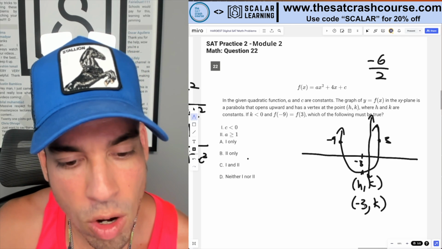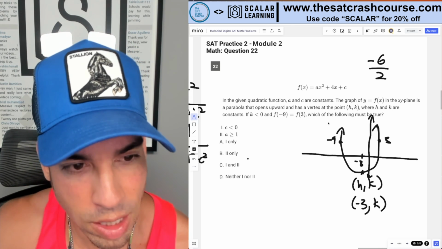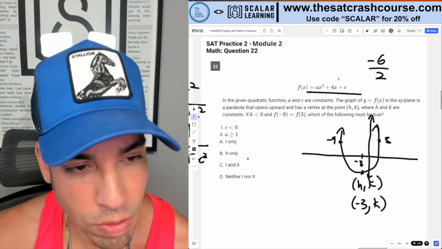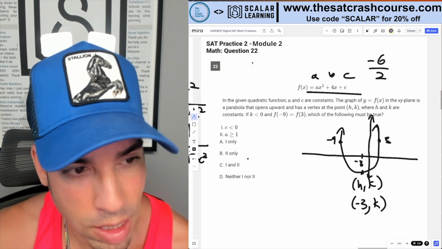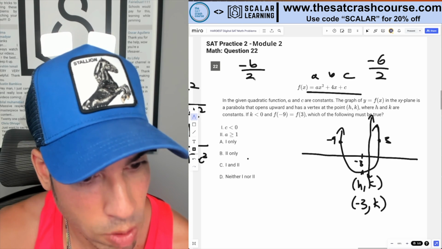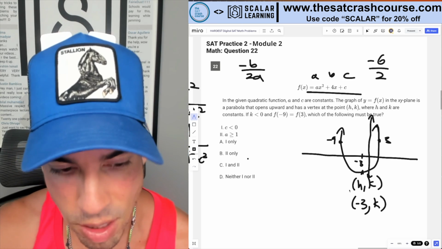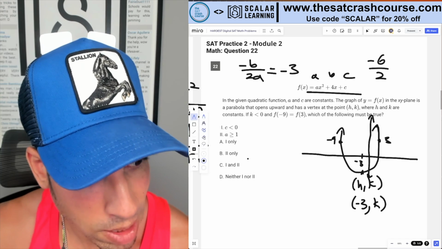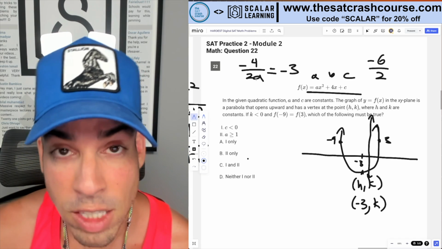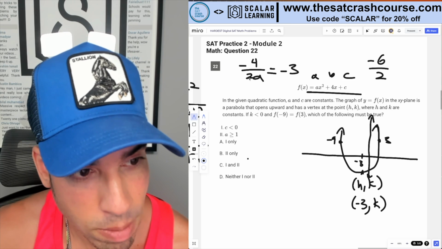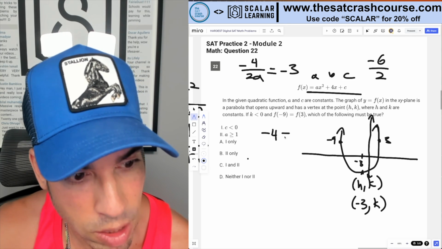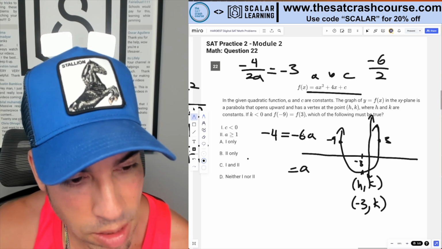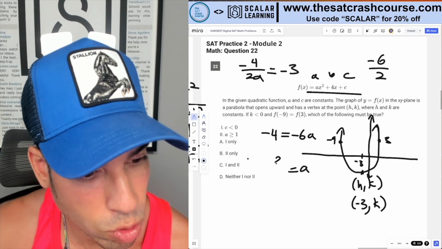So I know that my vertex is negative 3, k, and because this is in standard form, the cool thing is, if this is a, b, and c, negative b over 2a is equal to the x value of the vertex, meaning that's equal to, in this case, negative 3. Now, I know that b is 4, but I don't know what a is. But because of this equation, I can now solve for a. Multiply both sides by 2a, negative 4 equals negative 6a, divide by negative 6 on both sides, and the negatives cancel out. We get 4 over 6, or 2 over 3.